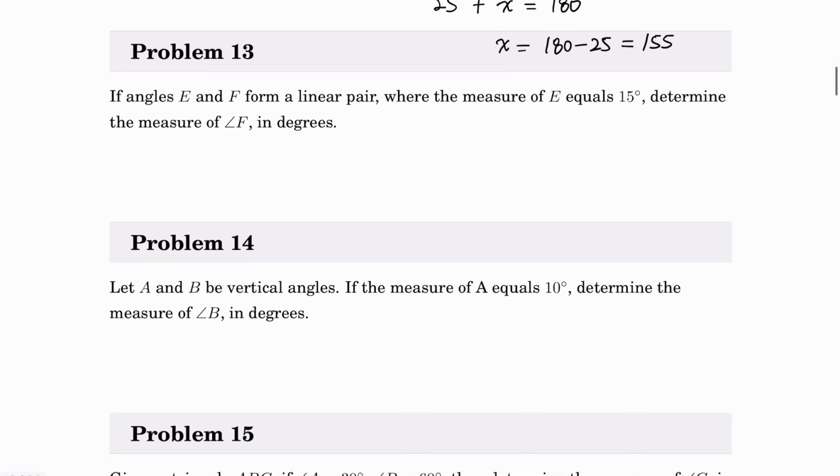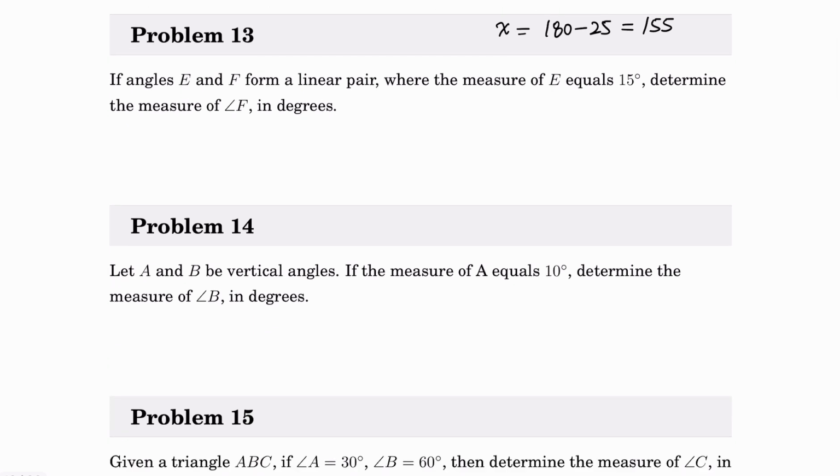Okay, so let's go on to problem number 13. If angles E and F form a linear pair, where the measure of E equals 15, determine the measure of F in degrees. Okay, so measure of E plus measure of F becomes 180, and at the same time they are adjacent. That's the definition of a linear pair. Okay, so we understood that the given info tells us that the measure of E equals 15. So we substitute 15 instead of measure of E, and we get measure of F.